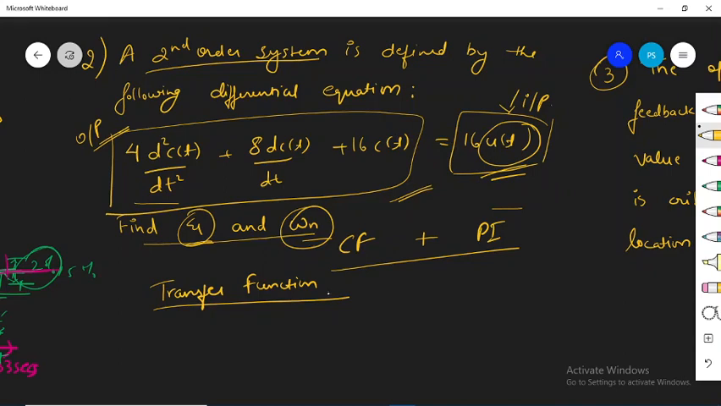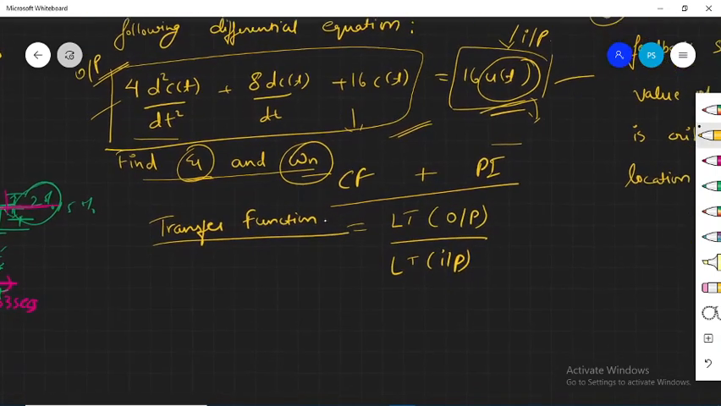Now classically the transfer function is defined as the Laplace transform of the output divided by the Laplace transform of the input of the system. Here we know the input and the output, and these are in time domain. So we just have to take the Laplace transform of these two and find their ratio, which will give the transfer function for the system. So first we'll do that.